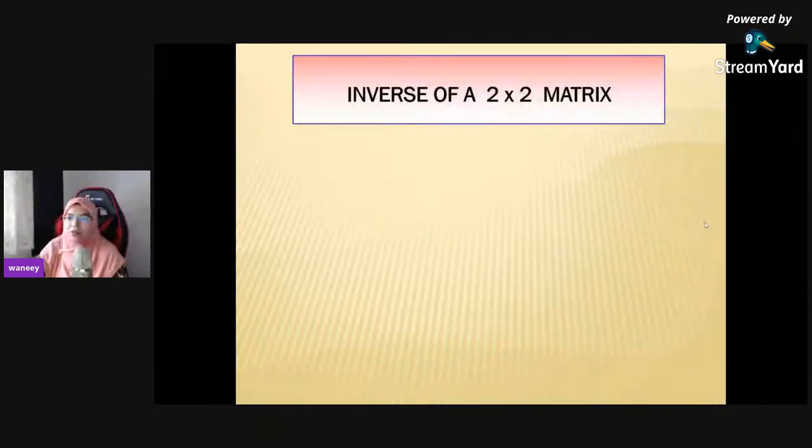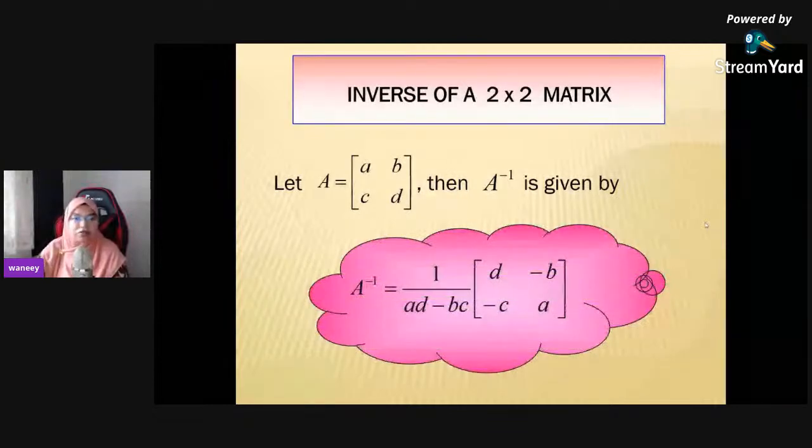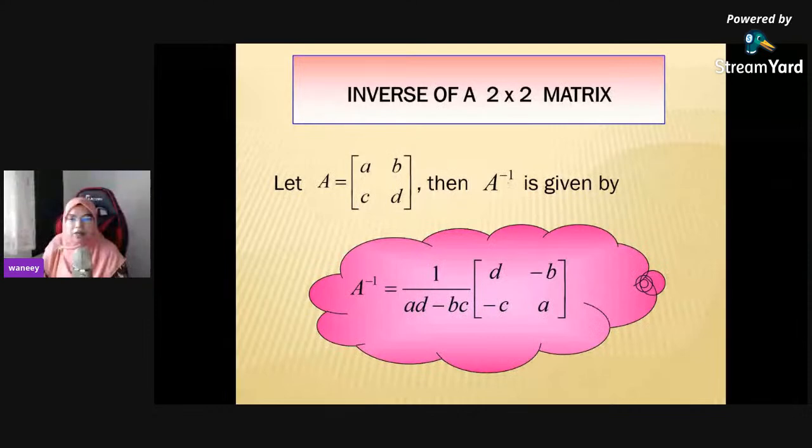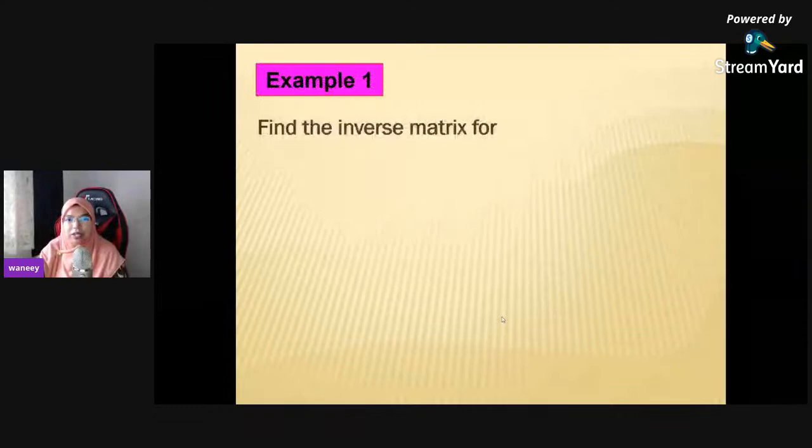Okay, so now inverse of a 2 by 2 matrix. So we are going to start from the lowest order. So 2 by 2. So if A is A, B, C, D, then the inverse of A is given by 1 over AD minus BC, and then D, negative B, negative C, and then A. Okay, so what is this? This is actually determinant of A. And this one over here is actually adjoint of A. So that is for a 2 by 2.